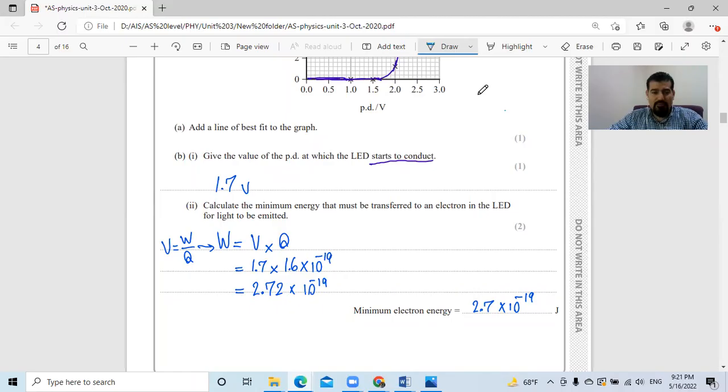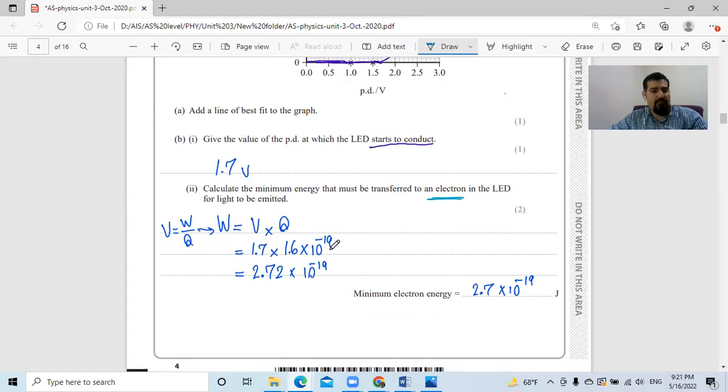Is it okay so far? Any question? Okay, this is the minimum amount of energy that must be transferred by the electron in the LED.